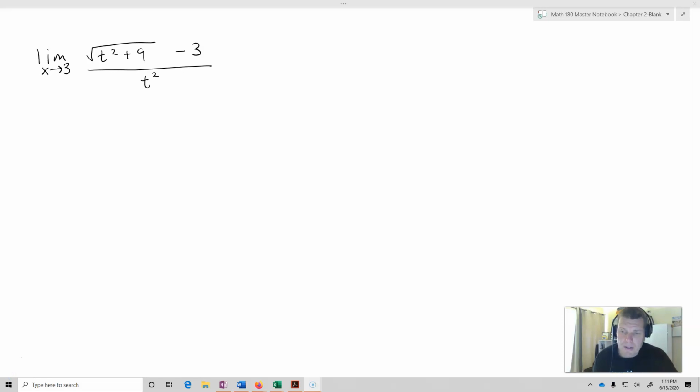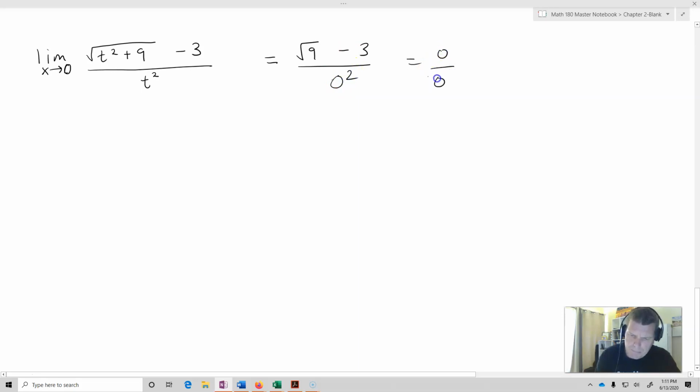Now, what we have going on here is something actually quite similar too. We're going to use some algebra in order to find the limit here as well. This is the limit as x approaches 0 of the square root of t squared plus 9 minus 3 over t squared, which equals 0 over 0 if I just plug in 0. So that's undefined again.